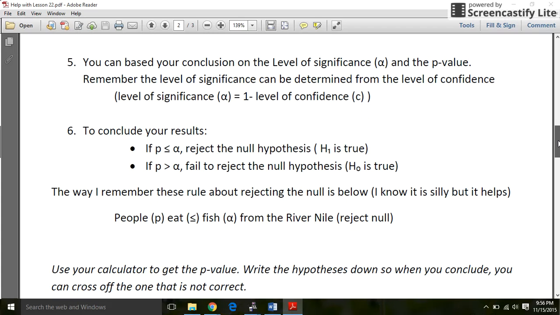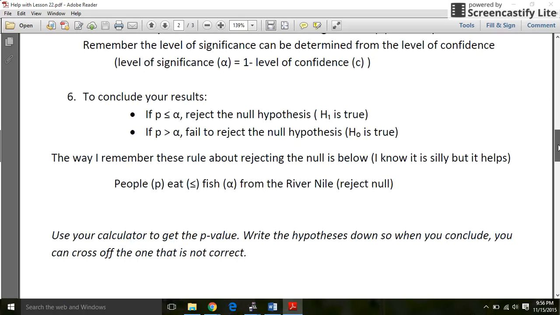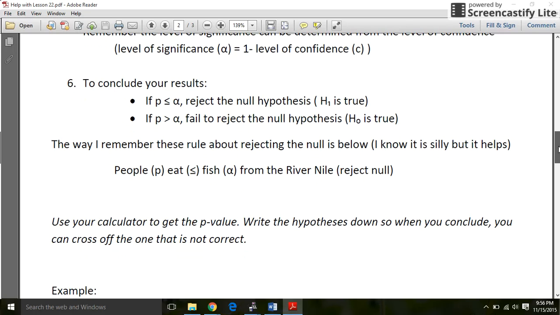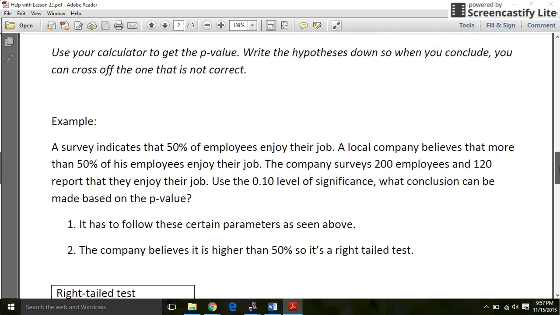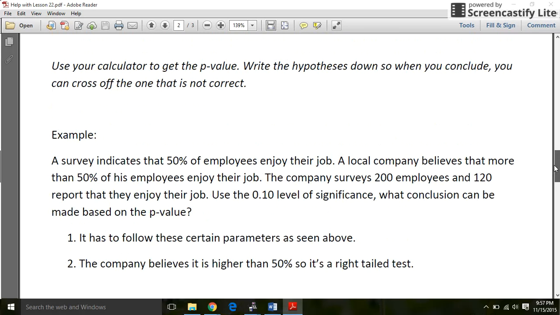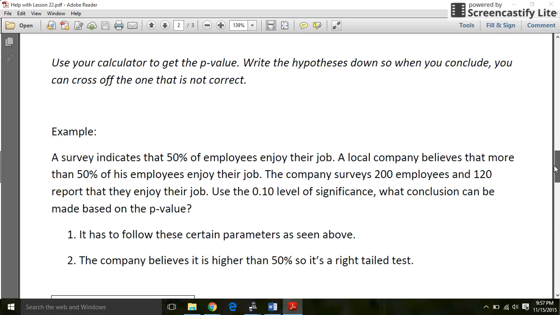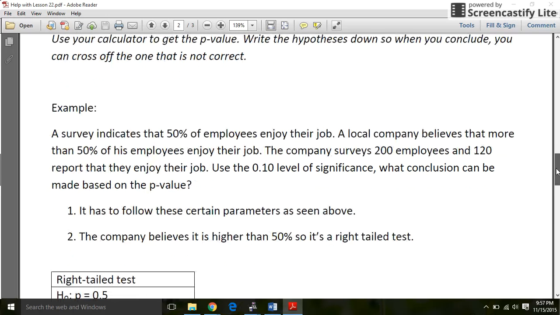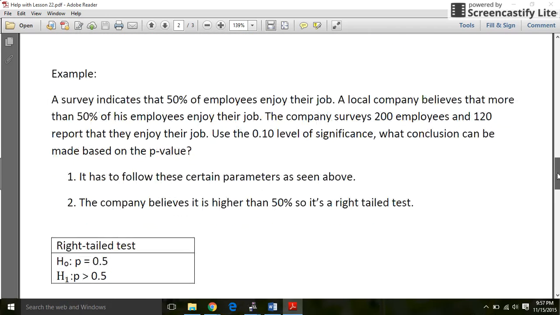And again, if p is less than or equal to alpha, reject the null. And again, I use my silly rule of people eat fish from the River Nile. Okay, so let's look at this one. I'm trying to get the p-value. I'm going to write down my hypotheses so I conclude, and you can cross off the one that's not correct. That's the way I do it. I've always done it that way.